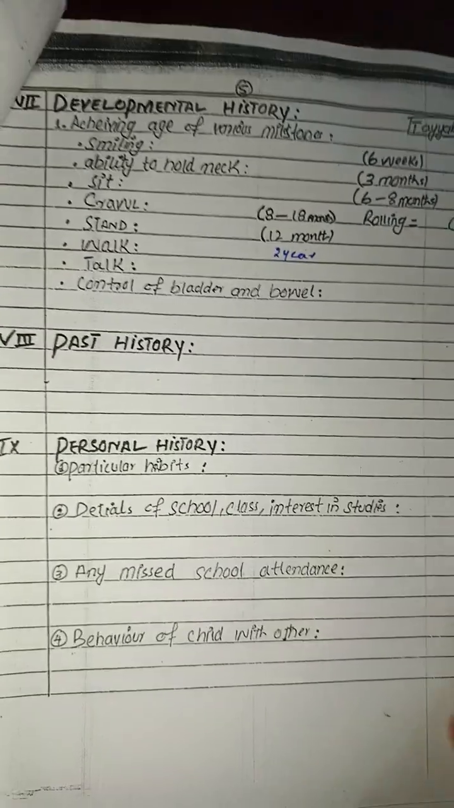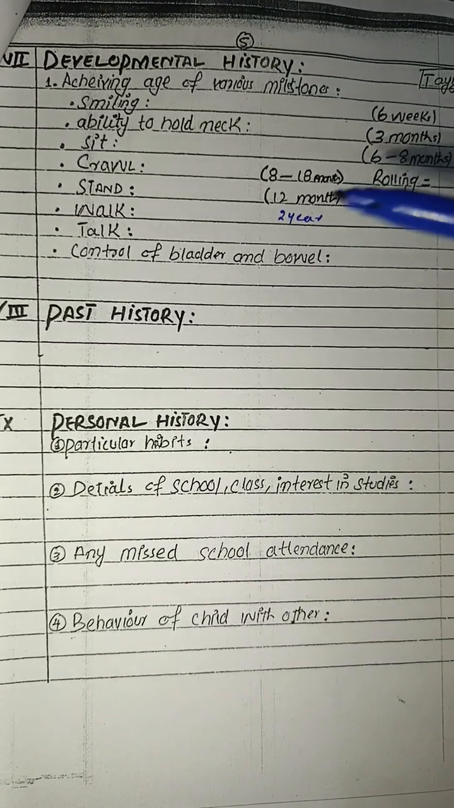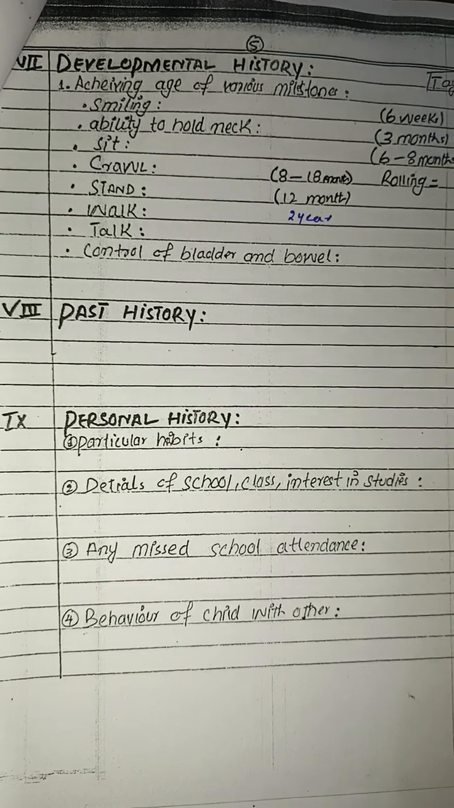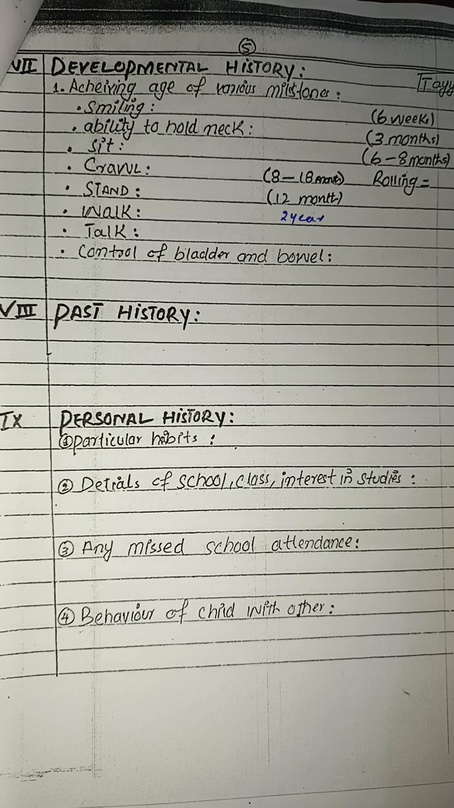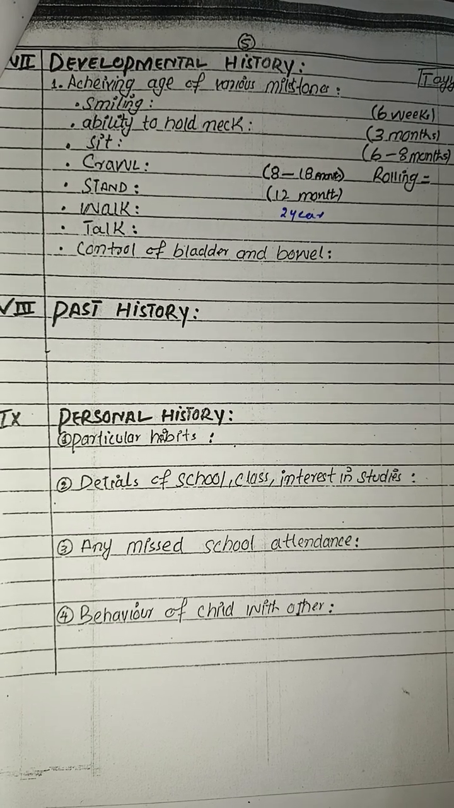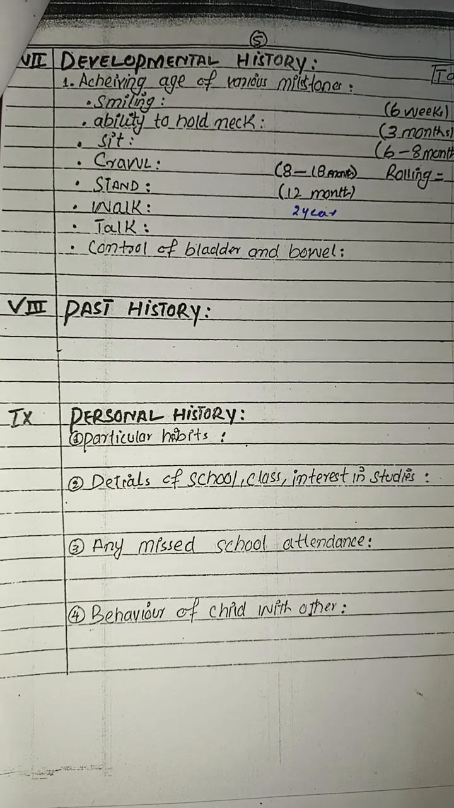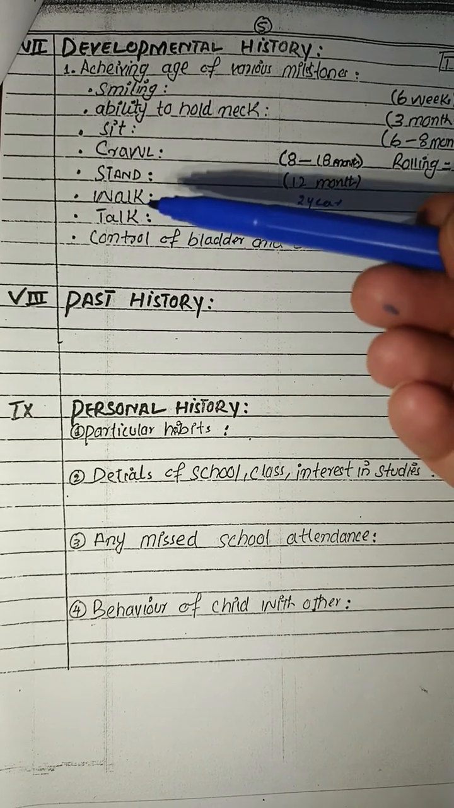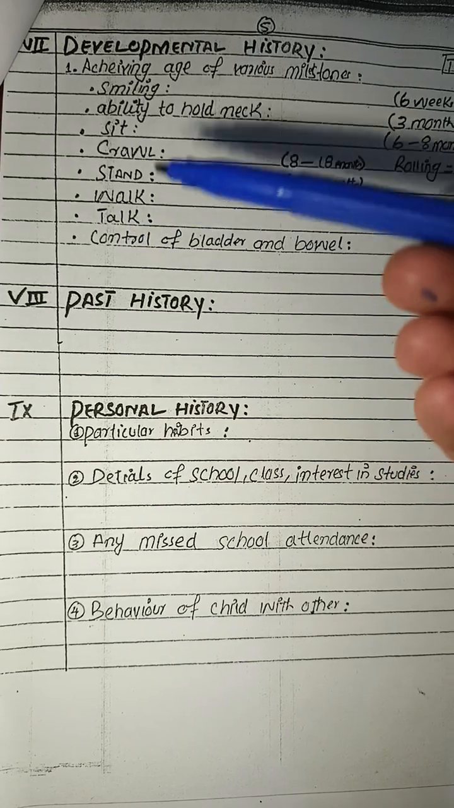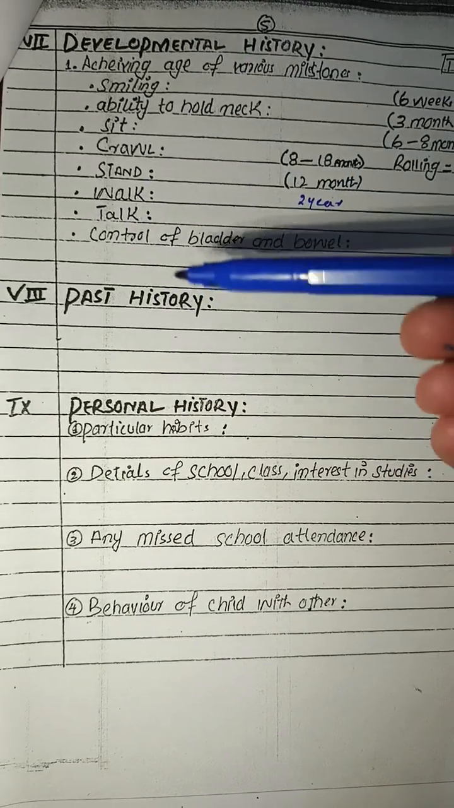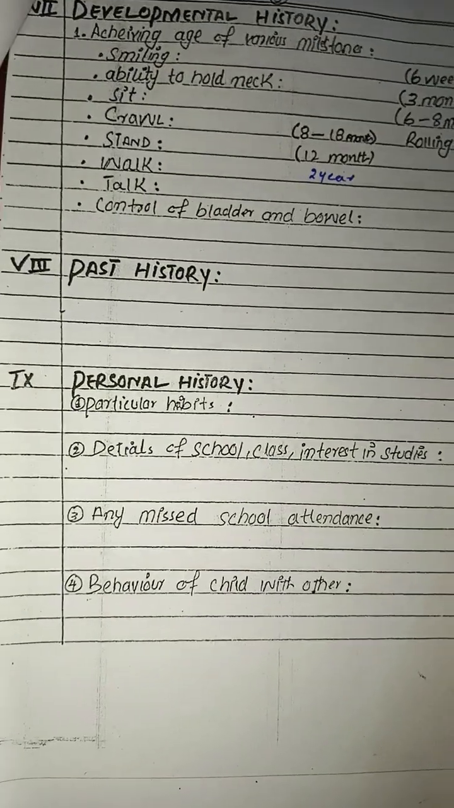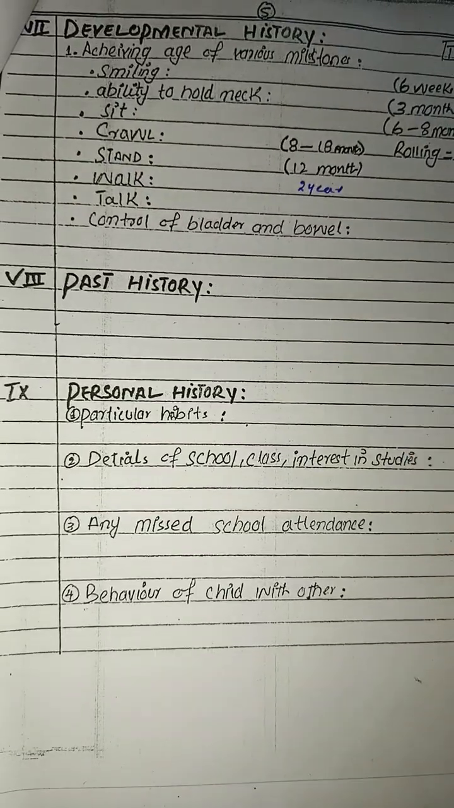Dose and adverse effect. Developmental history: in developmental history we have to ask about the smiling, which usually occurs at 6 weeks, about ability to hold the neck, which occurs at 3 months, sitting, which occurs at 6 months, crawling at 18 months, standing, at 1 year of age the baby is able to stand, walking, at 2 years of age the baby can walk, talking, at 1.5 years of age the baby is able to talk, and control of bladder and bowel function is at the age of 3 years.